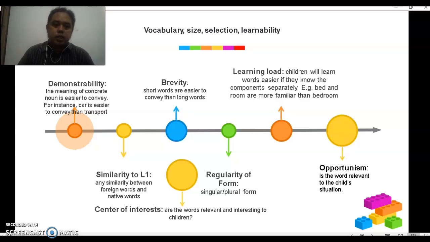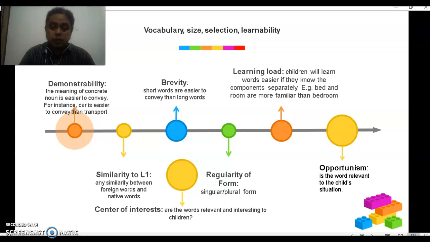Okay, the next phase that we are discussing today is vocabulary size, selection, and learnability. There are about seven aspects that we are going to discuss. The first aspect is demonstrability. What it means is the meaning of concrete nouns is easier to convey. For instance, car is easier to convey than transport. It is concrete. Car is concrete. And we can see it.